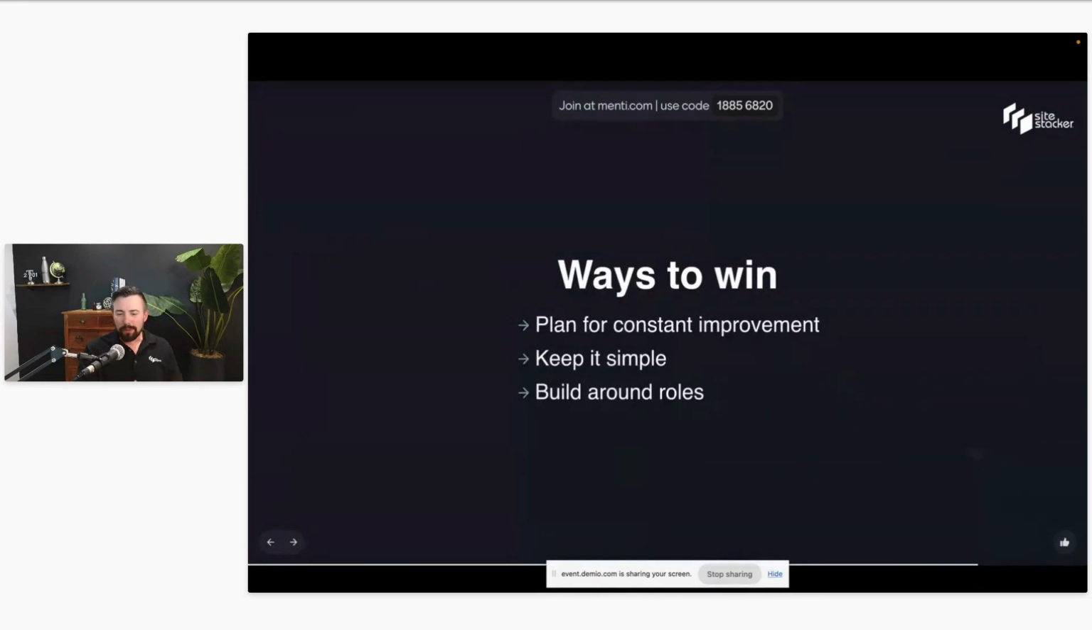All right, some ways we can win. You can plan for really constant improvement. You don't have to take this on overnight, right? But make progress. Keep it simple in the fact of don't give them access to everything. Give them access to the metrics that matter most for them. And build it around roles. That way it's easy to put team members into those roles and take them out of those roles as needed. And that way it becomes not just, hey, I need X and Y to see this, but, hey, everyone in this department needs to see these things, and I want them to see these things because it's important for them to know what's going on so that when they interact with people, they have that insight.